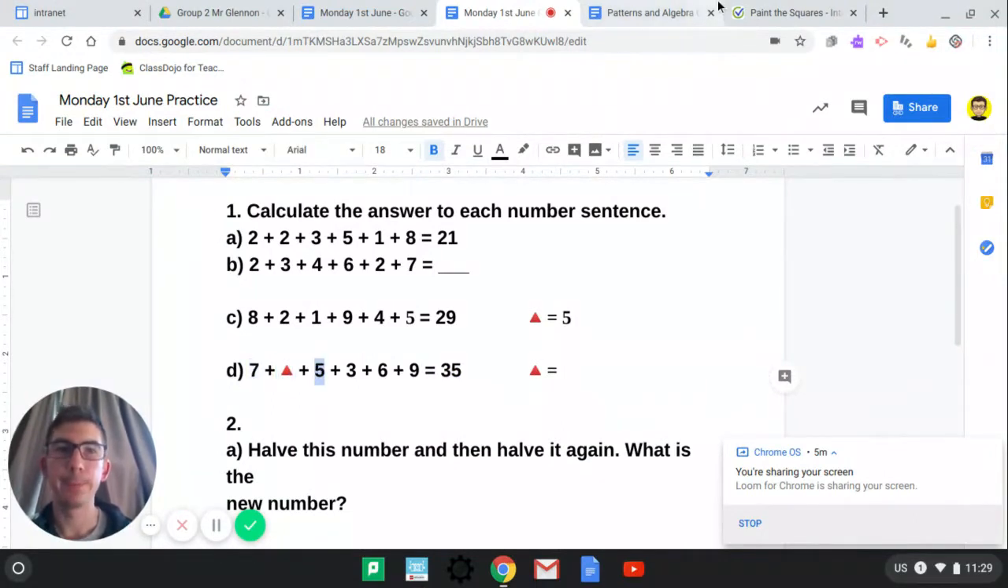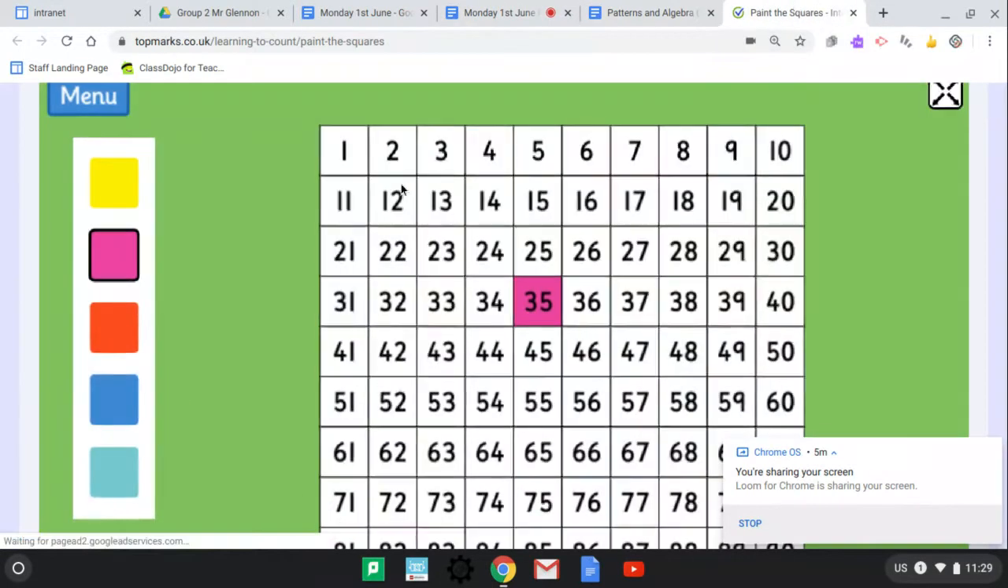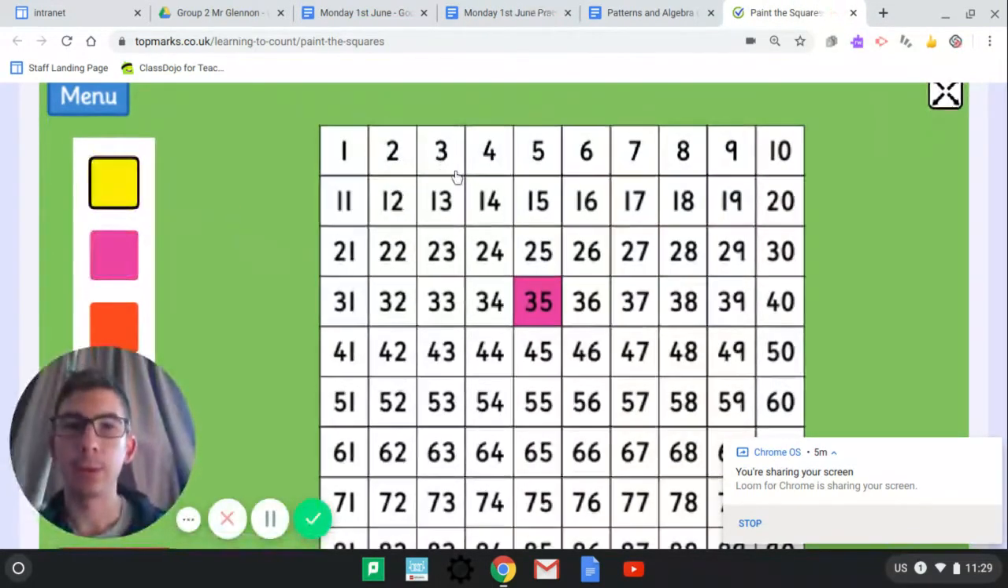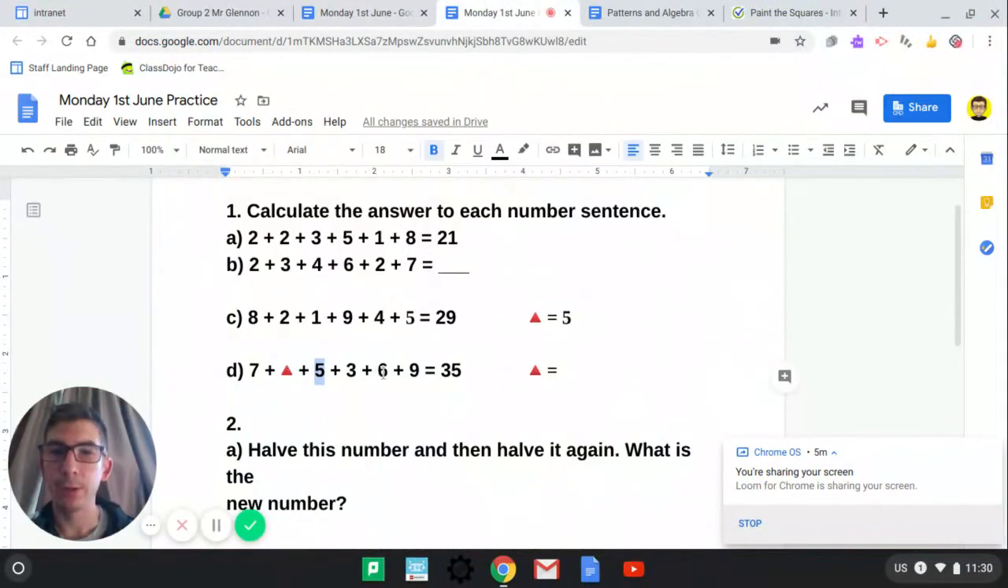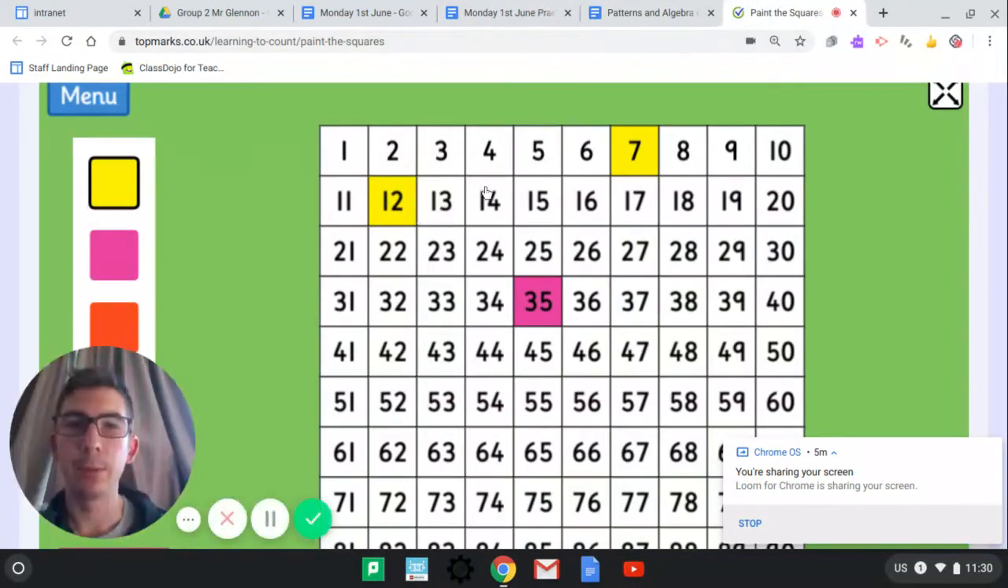plus 5. 7 plus 5 is 12. Just double check that. I'm on 7, I add on 5. 1, 2, 3, 4, 5, 12. I'm going to go back. Now I'm adding on 3, 6, and 9. Add 3, add 6, add 9. So 12, add 3, 1, 2, 3. Now add 6, 1, 2, 3, 4, 5, 6. Now adding on 9. I showed you before when I was on 11, straight up to 20. If I'm on 21, straight up to 30.